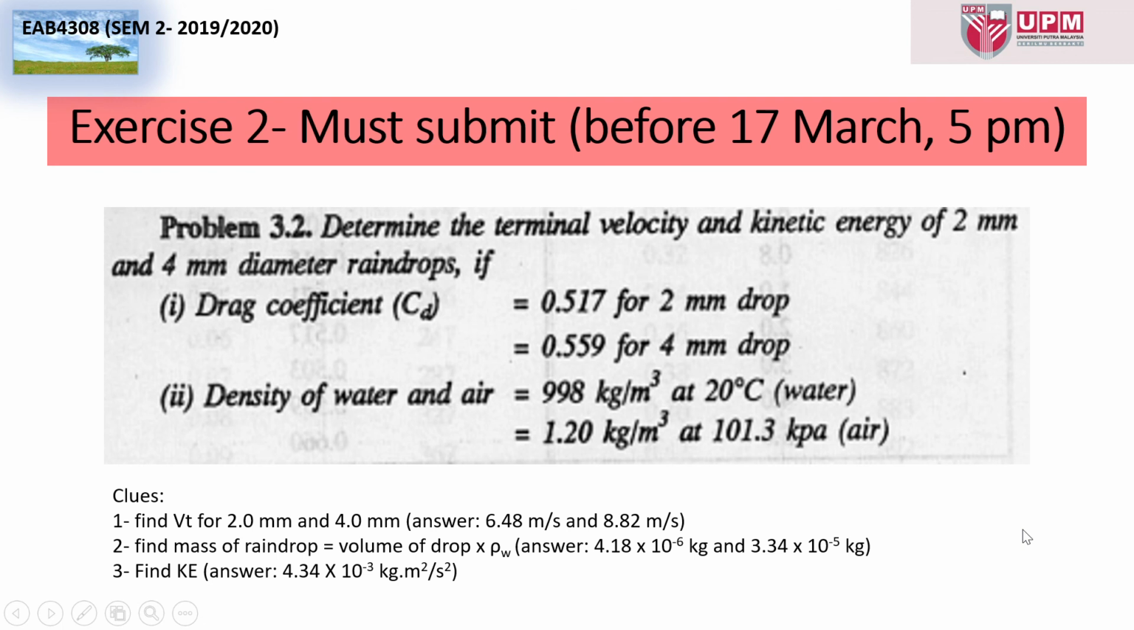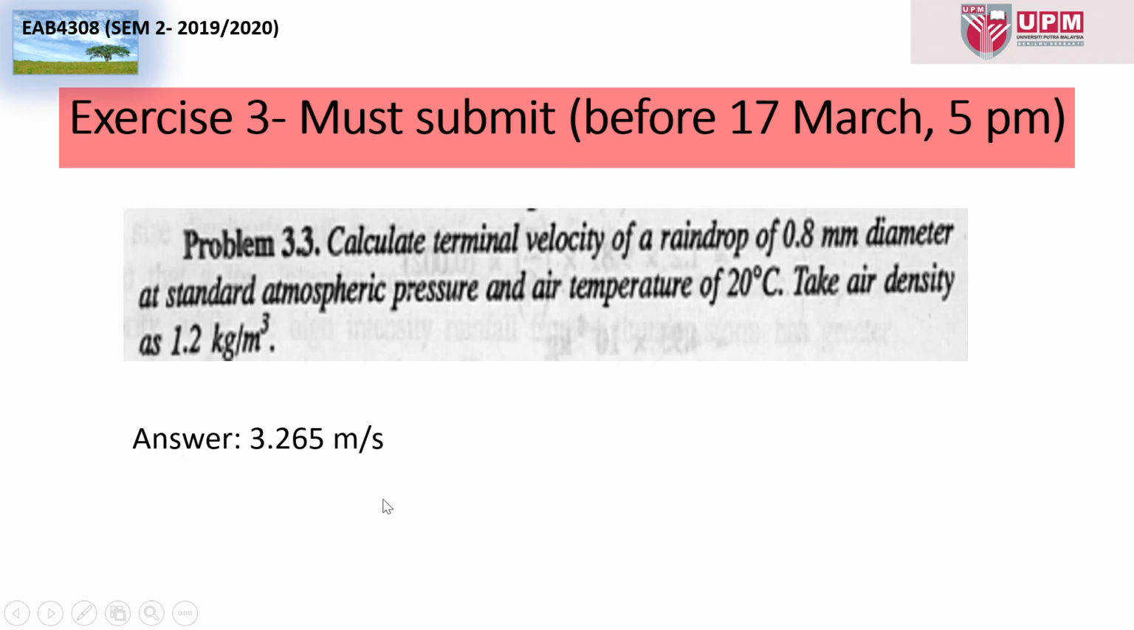If you have any question, you can always WhatsApp me and ask me. Next, the second question is quite simple. Calculate the terminal velocity of a raindrop of 0.8 millimeter diameter at standard atmospheric pressure and air temperature of 20 degrees Celsius. You can use the same information as in the previous question, but take air density as 1.2 kilogram per cubic meter. The answer should be around this value, 3.265.